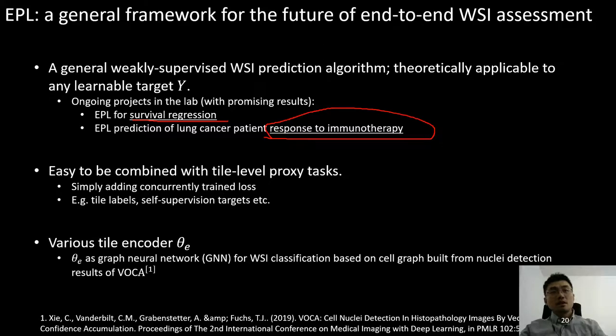On the other hand, EPO can be easily combined with the tile level proxy tasks by simply adding concurrently trained loss during the iteration of EPO training. For example, we can add the tile labels or self-supervision targets. Therefore, it's a quite flexible framework to be combined with other tasks. And during the paper, I've been using ResNet for the backbone of tile encoder. But actually, the tile encoder theta E can be of various forms. We are trying to use a graph neural network for whole slide classification based on cell nuclei detection results.